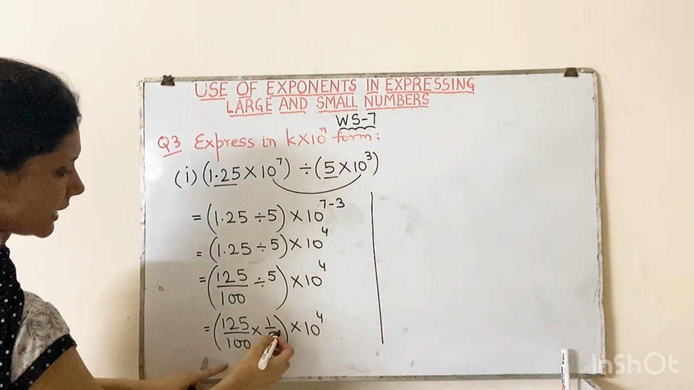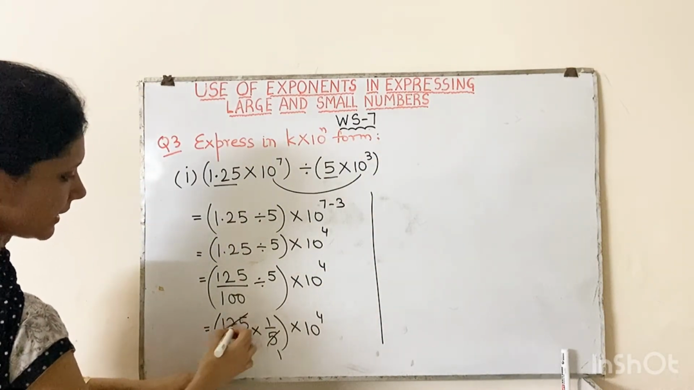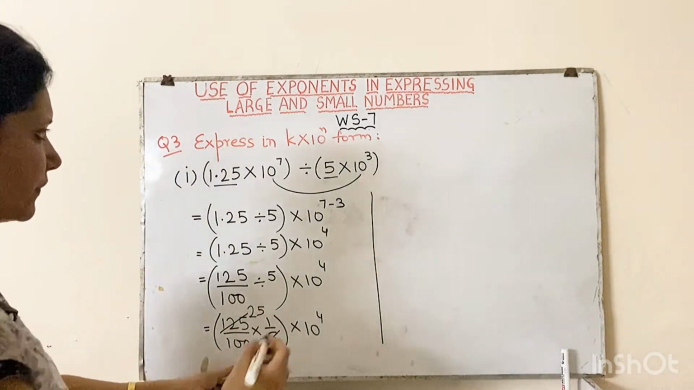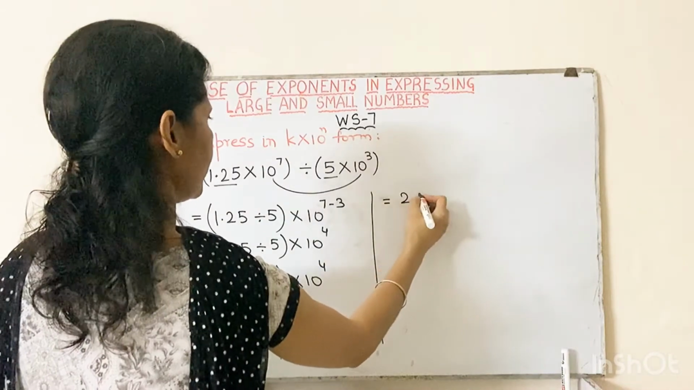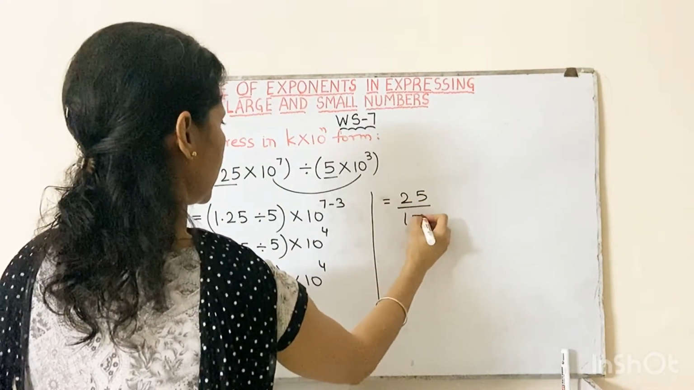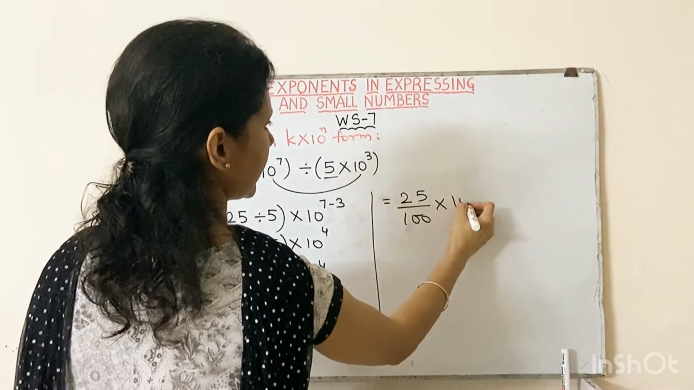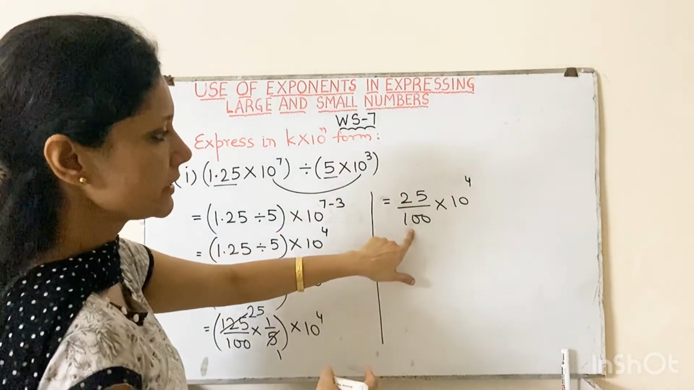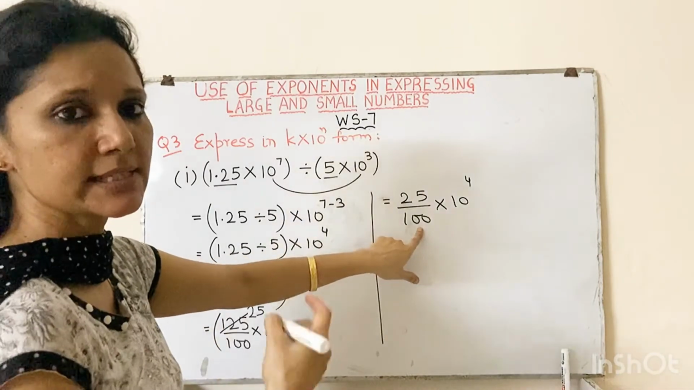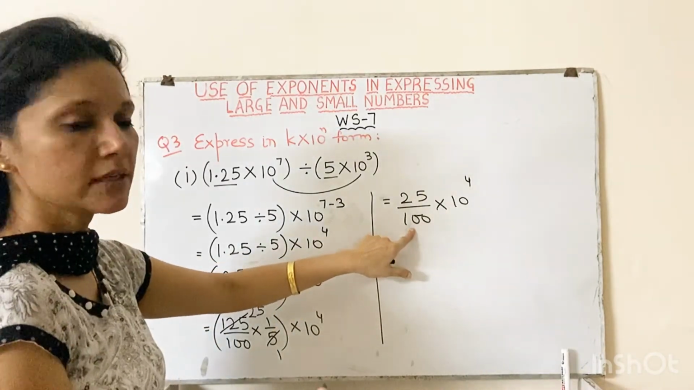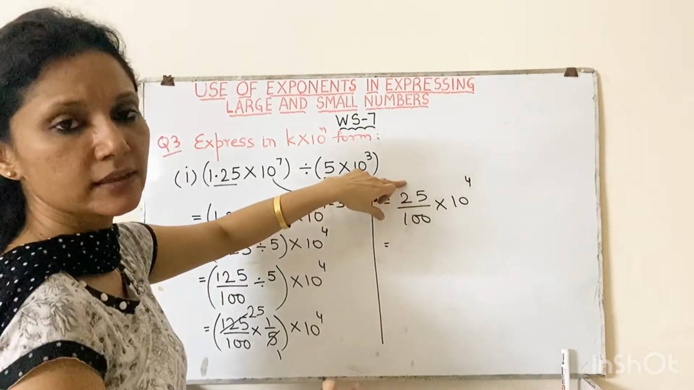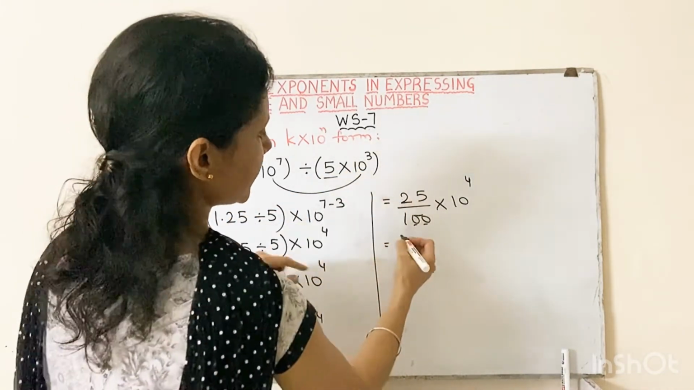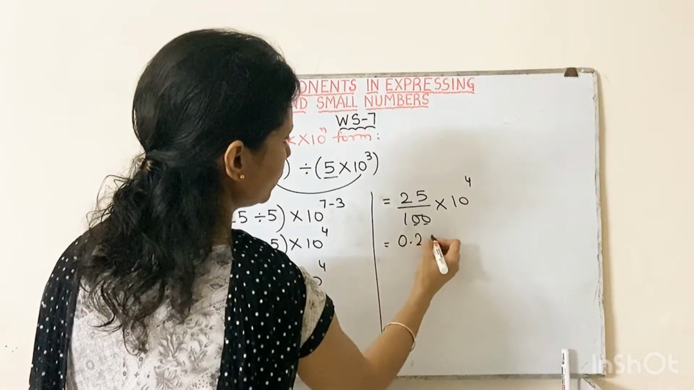Now let's do the cutting. 5 ones are 5 and 5 25s are 125. So this becomes 25 upon 100 multiplied by 10 raised to the power 4. Now these two can be cut further, but I would suggest never to cut the tens, hundreds and thousands in the denominator, because we can simply write it in the decimal form. Here there are 2 zeros in the denominator, so we will put the decimal before 2 digits.